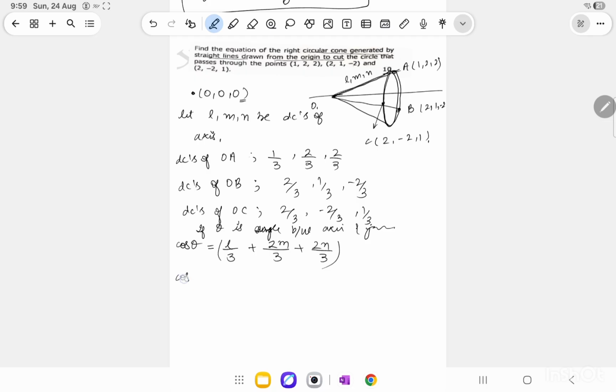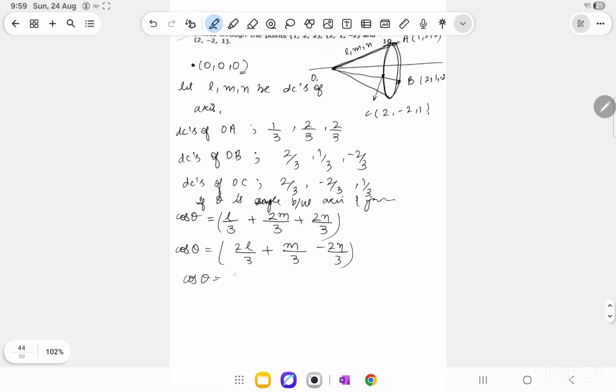Likewise, my cos theta will also be equal to (2l)/3 + m/3 - (2n)/3, and cos theta will also be equal to (2l)/3 - (2m)/3 + n/3.